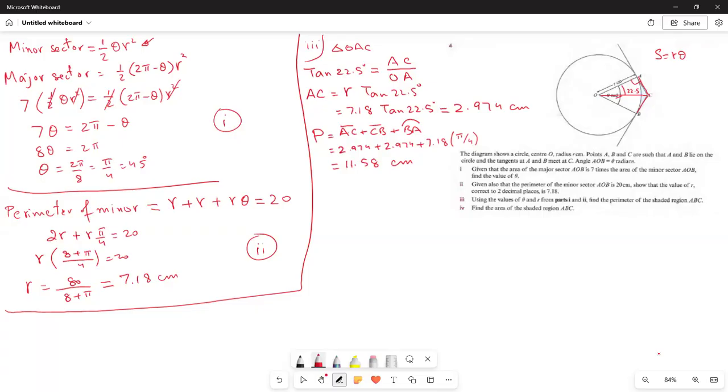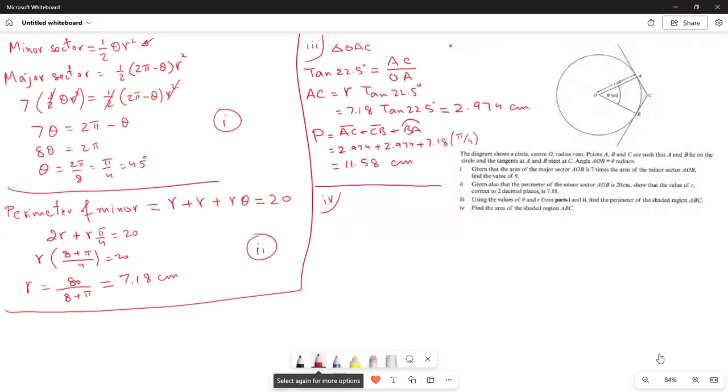Okay. Now, next thing is part 4, the last one. And what is it? Find the area of the shaded region. Let me make room again, clear everything here. Now I want to find the area of this shaded region.